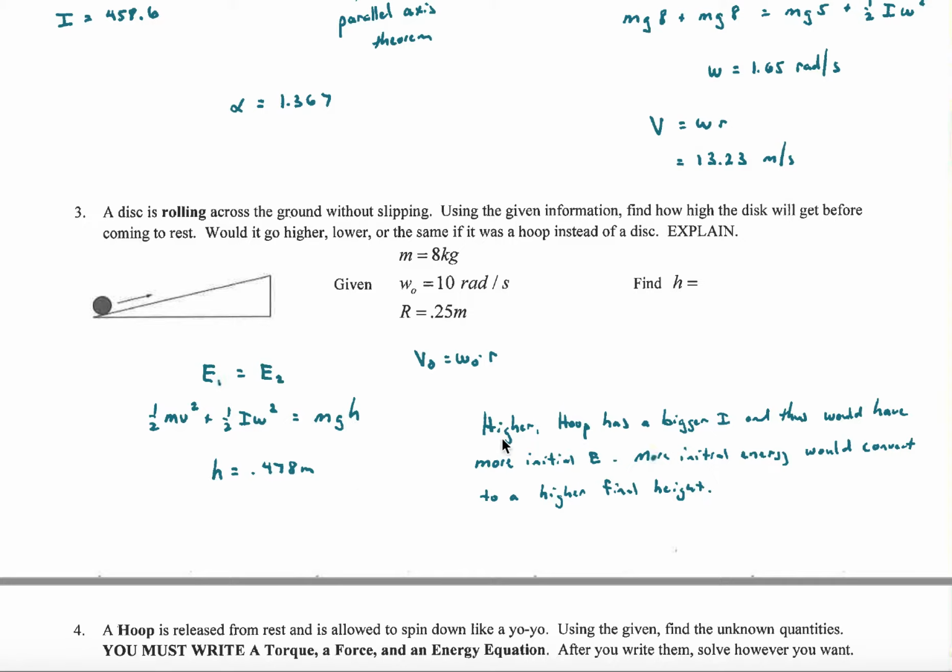And then we say, well, what if it was a hoop? Well, a hoop would actually have a bigger moment of inertia. So this would get bigger, which would make the height get bigger. Okay?